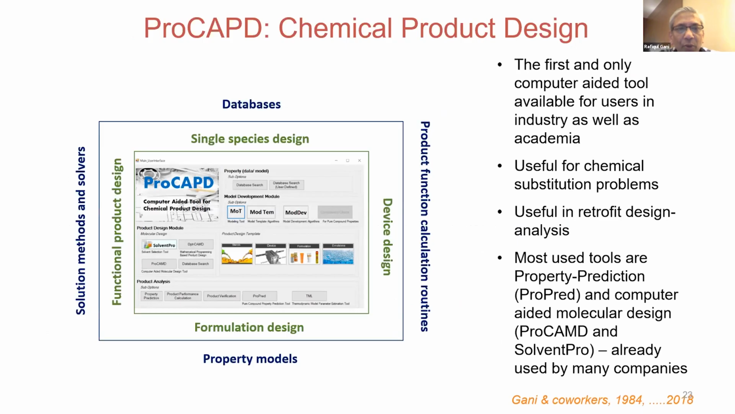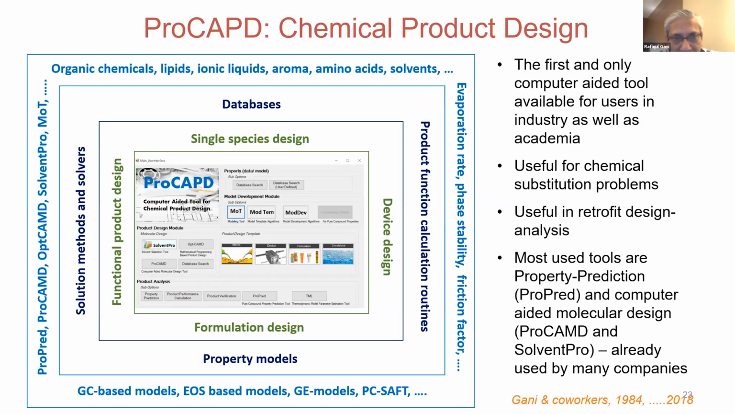To do this, we need databases, we need property models, we need solution methods and algorithms, and we need product function evaluation routines, like evaporation rate and so on. And then the database needs to be a wide range of databases, not just chemical properties, but a lot of different databases. Property models, we need a wide range of property models. Methods, we need generate and test, we need optimization methods, we need specific methods for refrigerants, for solvents, and so on.